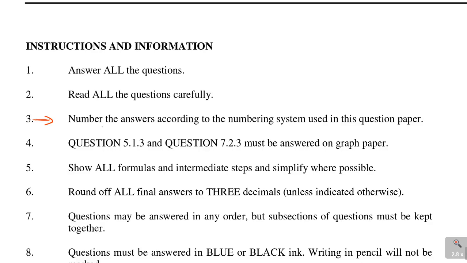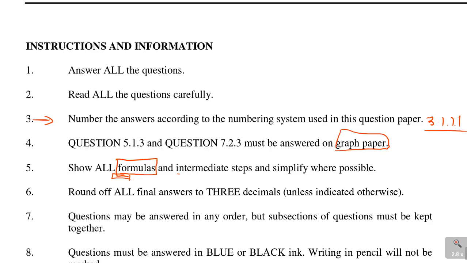Sometimes students take it lightly. You find that they start saying 3.1.1.1, which is not given, so try to maintain your numbering. Now question 5.13 and question 2.7.23 must be answered on a graph paper. They will specify when we get there. It says show all formulas. You see, it's a very important part. Make sure that you write the formula as is first before you substitute.